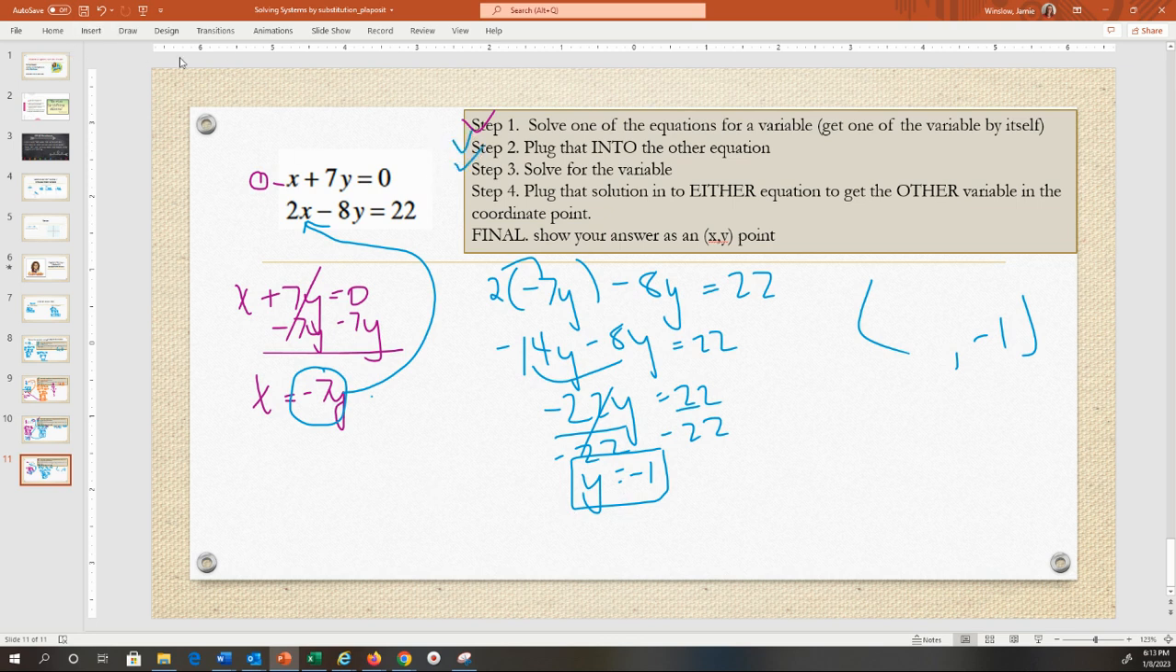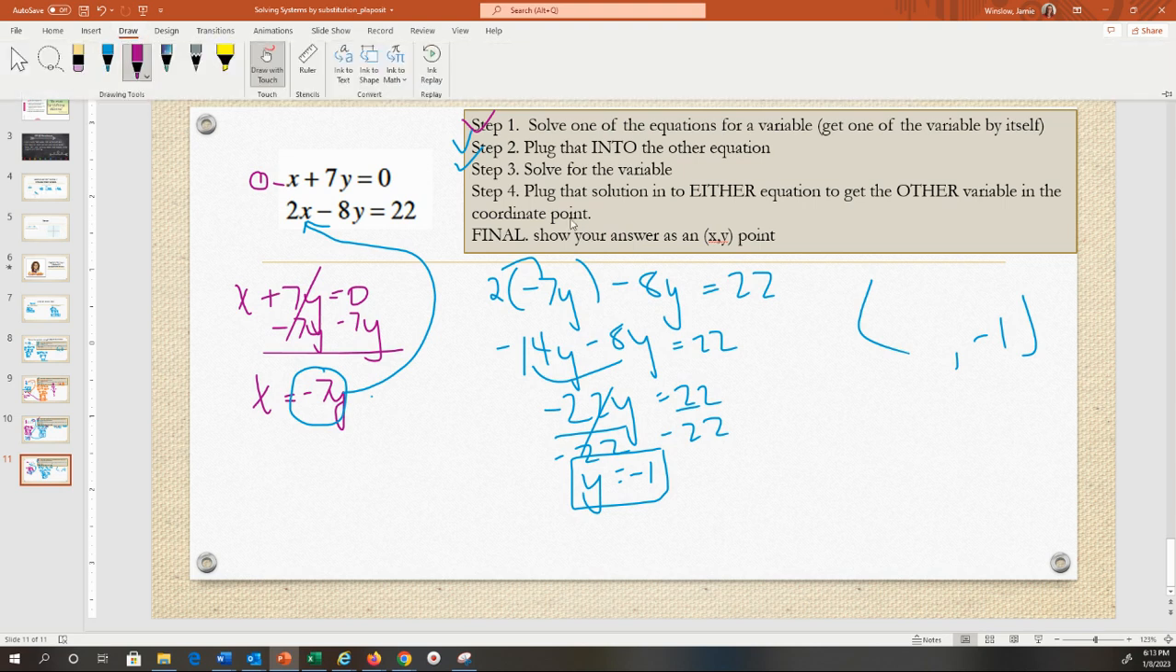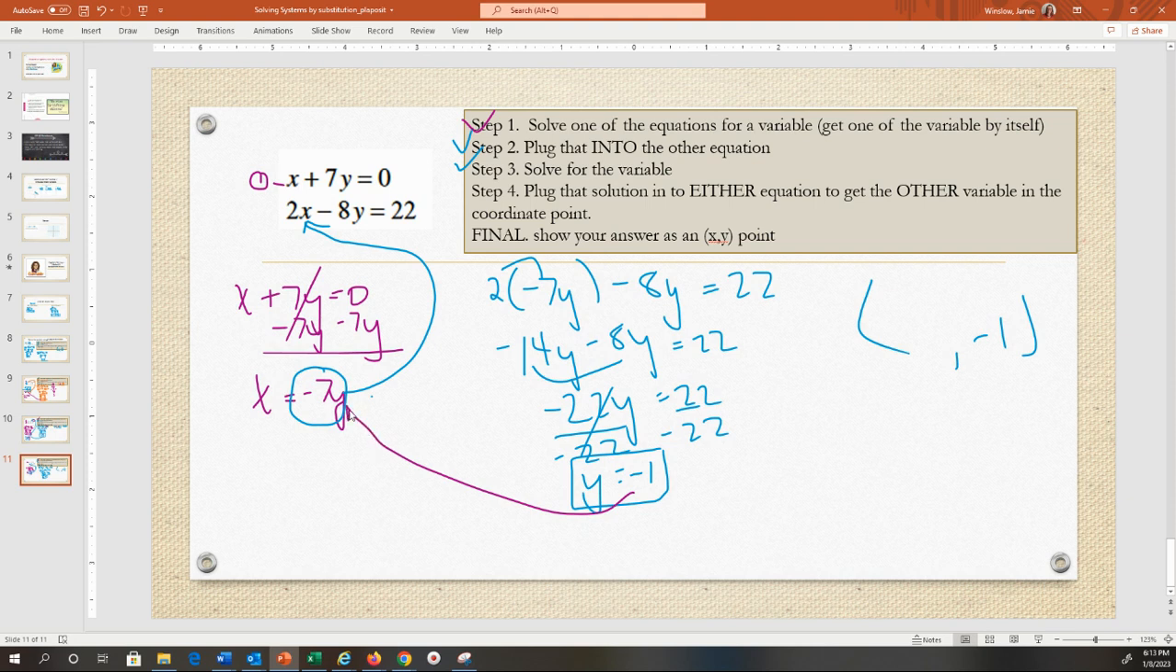Now, well, look, step 2 is done, step 3 is done. Step 4, plug that anywhere, literally anywhere. But I think the easiest place to plug it is right here because you already have x solved for. So x equals negative 7 times negative 1. Instead of y, we put negative 1. X is 7.